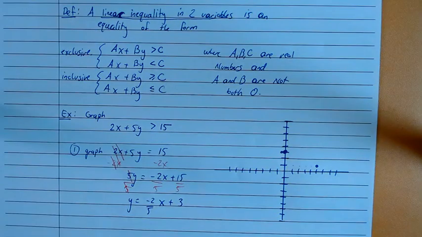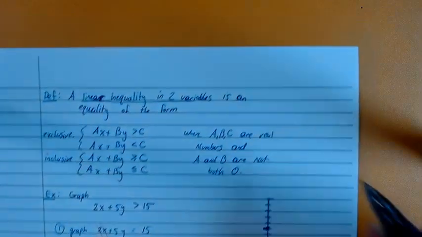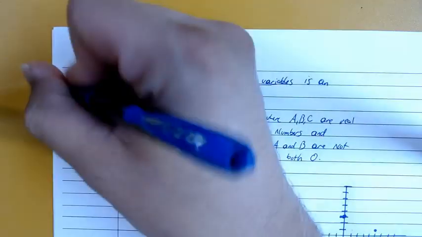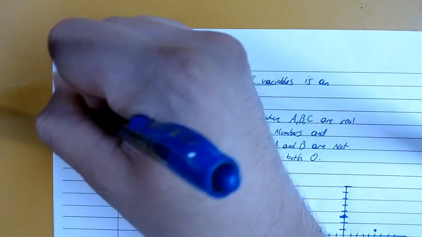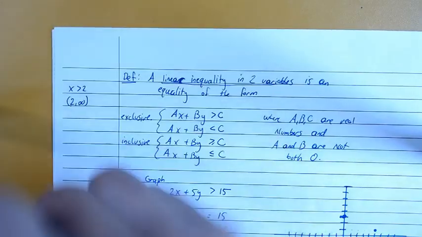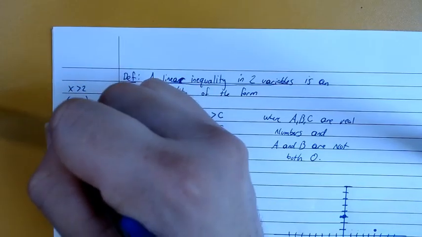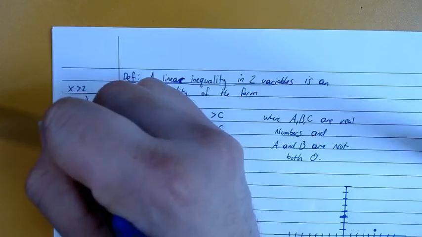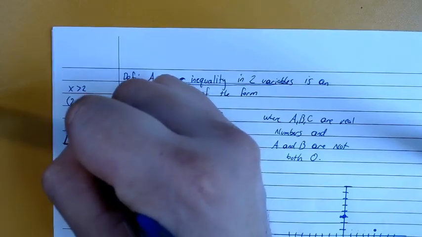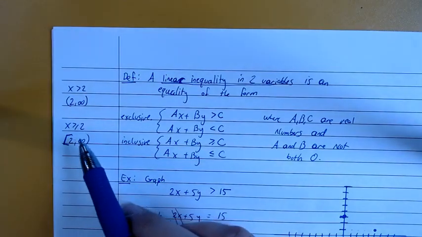Whenever you graph an inclusive or an exclusive inequality in one variable, the way you write it is using either parentheses or brackets. If we have something like x is greater than 2, we would write that as 2 to infinity with a parenthesis around the 2. When you have something like x is greater than or equal to 2, we have everything from 2 to infinity, but now we put a square bracket around the 2 to signify that that 2 is included.